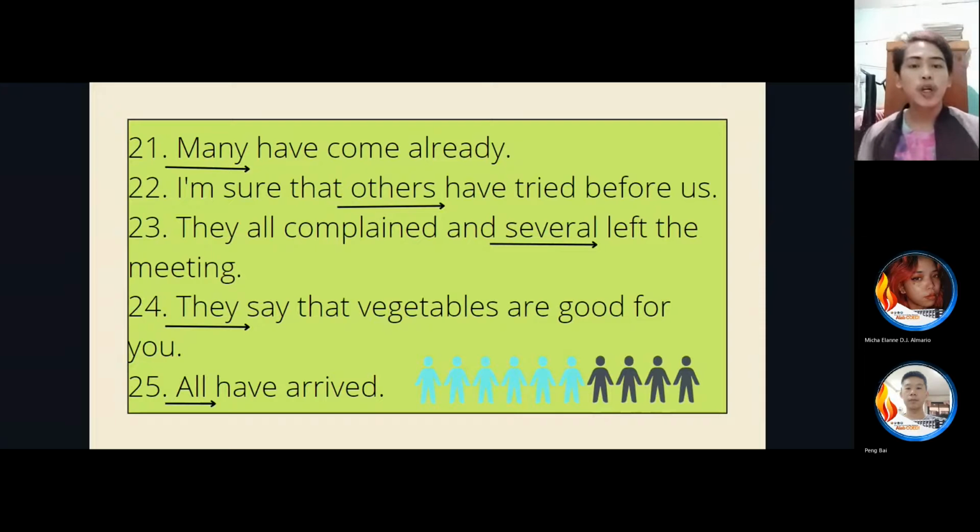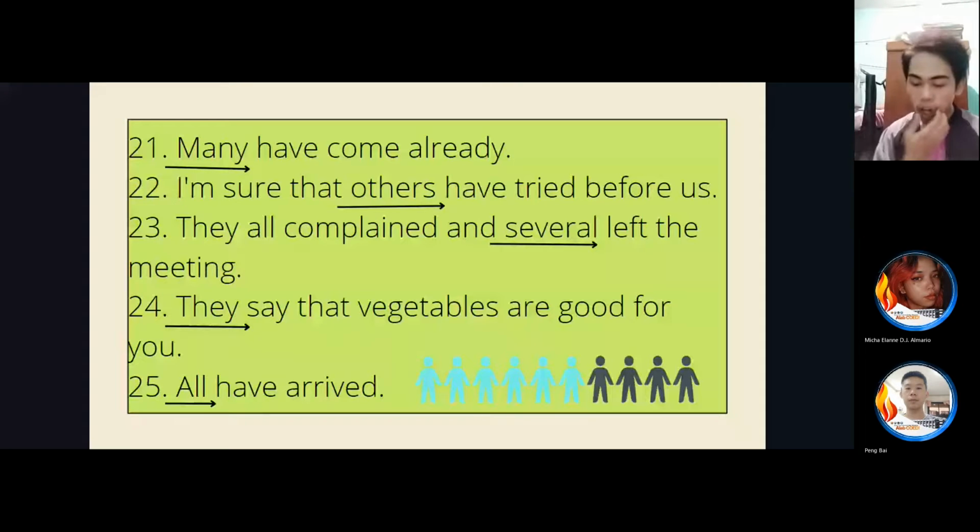All right. 24. They say that vegetables are good for you. So the word they is also considered an indefinite pronoun, which means people in general. It is usually used in casual conversation or in an informal way. Like they say that vegetables are good for you.